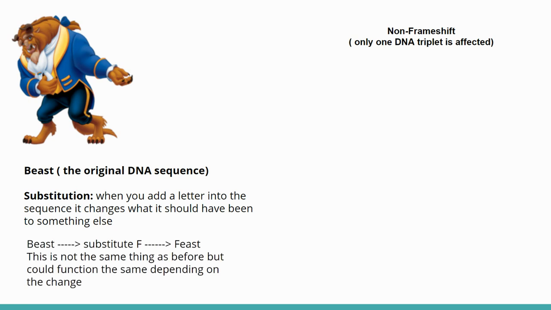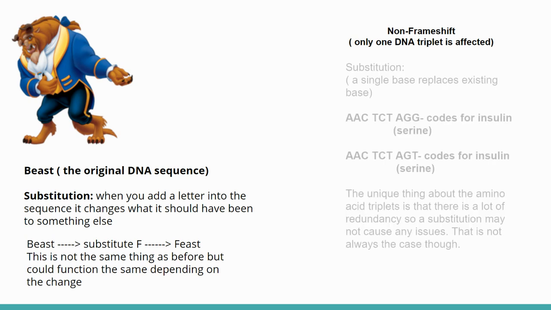So beast substitutes in an F, and we get feast. This is not the same thing. Obviously, a beast and a feast are different. But the cool thing about our DNA is there's a lot of redundancy, a lot of repetition. So even though the B became an F, if we're lucky, that word can actually still function the same, depending on how the change worked.